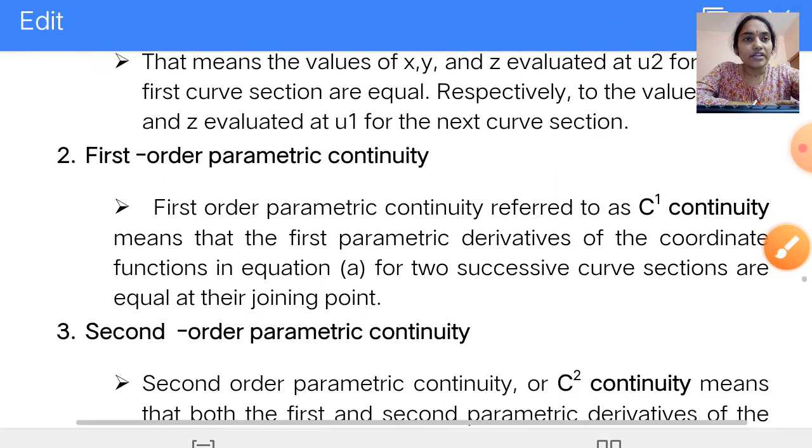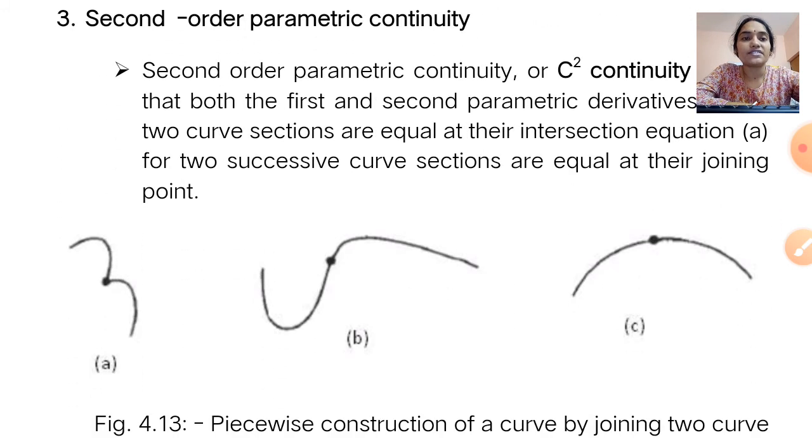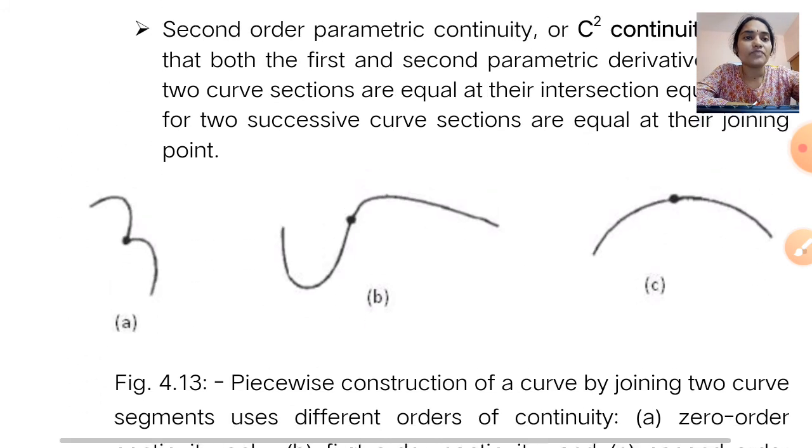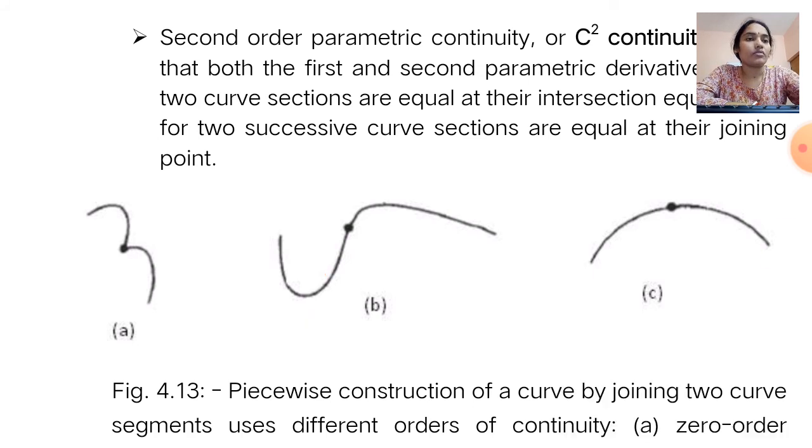Next we discuss first order parametric continuity, referred to as C1 continuity. That means the first parametric derivatives of the coordinate functions for two successive curve sections are equal at their joining point. Here this one is one curve section and this one is another curve section. The two curve sections join at one point and create a full curve line.